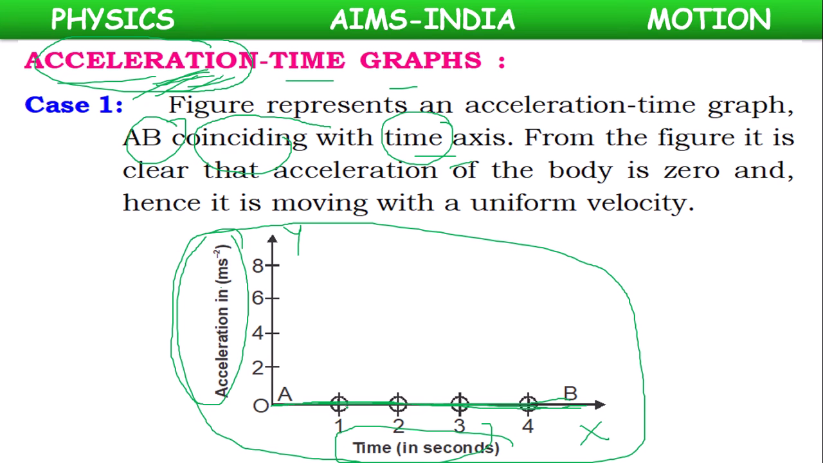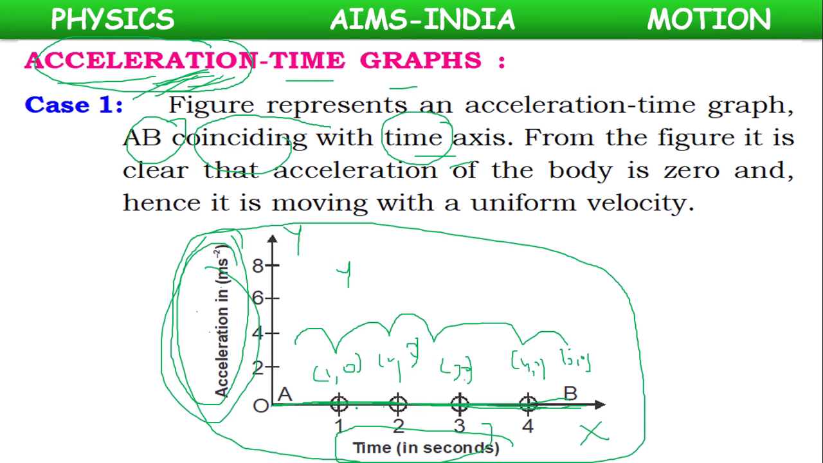So if it is coinciding with the time axis, its y coordinate value at any point, here (1, 0), (2, 0), (3, 0), (4, 0), (5, 0). If you check at any point on the AB line, at every point the y coordinate is 0. The y coordinate means the value of acceleration is 0, which means there is no acceleration in the body.